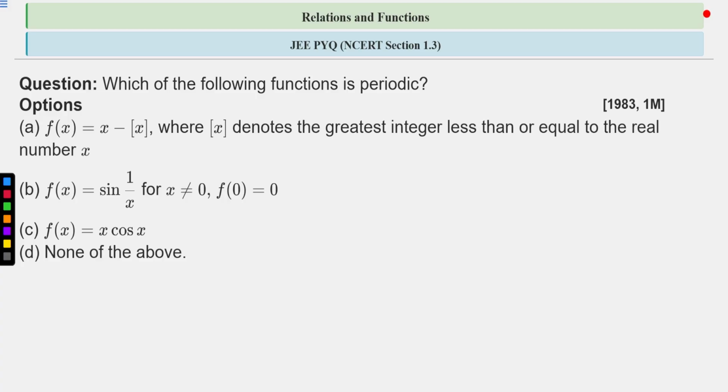Option A is f(x) equal to x minus greatest integer function of x, where box x denotes the greatest integer less than or equal to the real number x. Option B is f(x) is equal to sine 1 by x for x not equal to 0, and f(0) is equal to 0. Option C is f(x) equal to x cos x, and option D is none of the above. You have to check which of the given functions is periodic function.